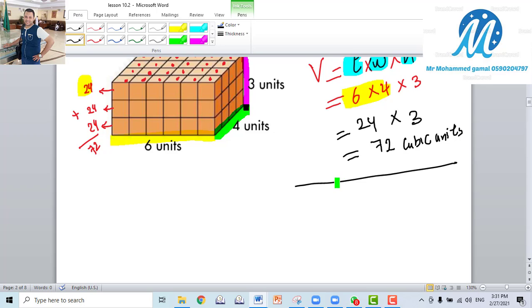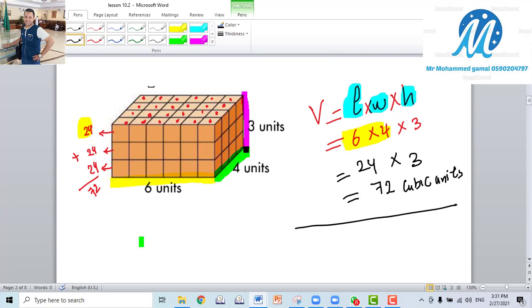Some students decide to multiply in a different way. How? I have here 6 times 4 times 3. They multiply 3 by 4 first, which is 12, and then multiply the 12 by 6, which gives them the same answer, 72 cubic units. Is it okay? Yes, it's okay. You can decide to multiply any two easy numbers. You can start with the easy numbers first.